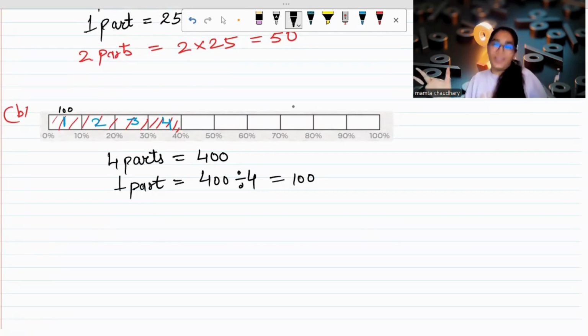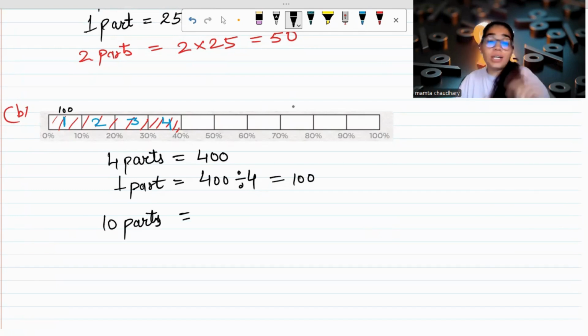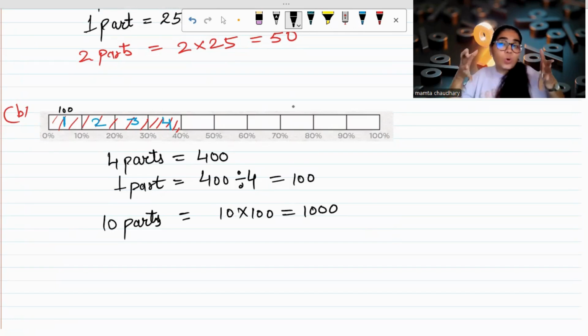You have to find the whole. So if 1 part is 100, how many parts are there in total? 10. Yes, absolutely correct. Whole is 10 parts. So we'll find the value of 10 parts. So 10 parts equals, 1 to many, multiply. 10 times 100. So what will you get? 1000.